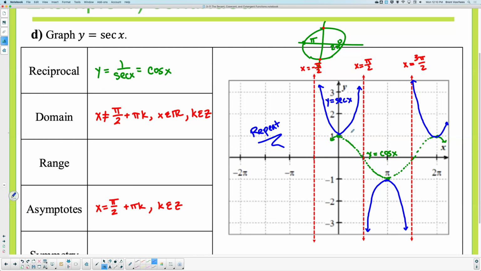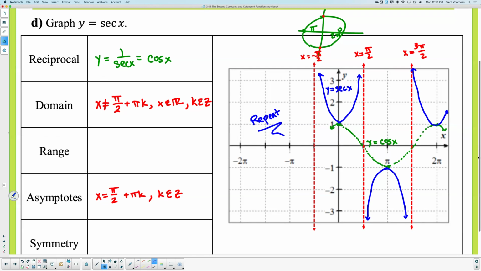Okay, let's talk about the range. Take a look at the graph. Looking at the range, that means up and down. I'm going to look at the bottom parabola. How low does this bottom parabola go? Negative infinity, very good. How high does this parabola get? A maximum of -1, a local maximum, I should say.